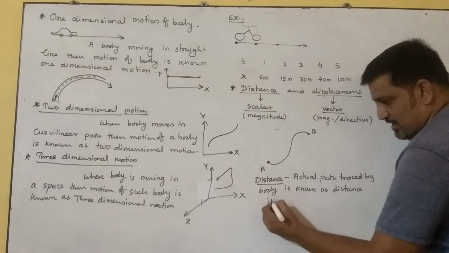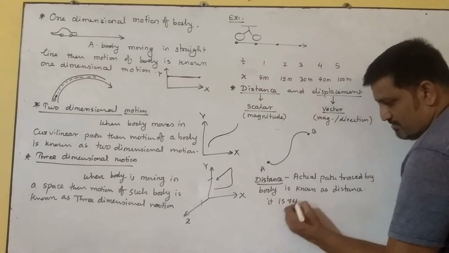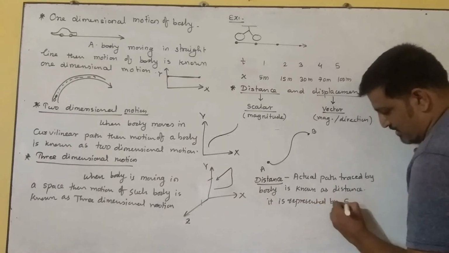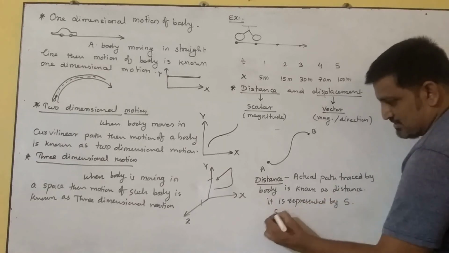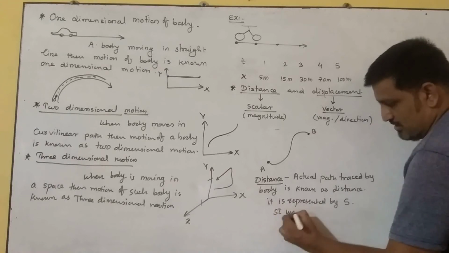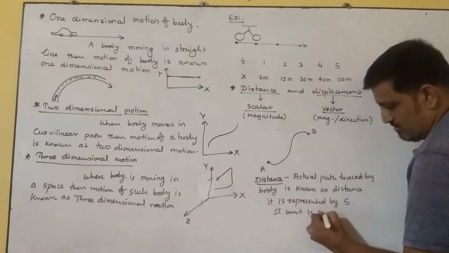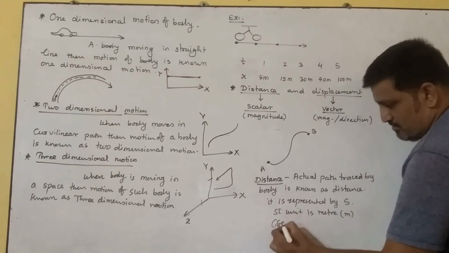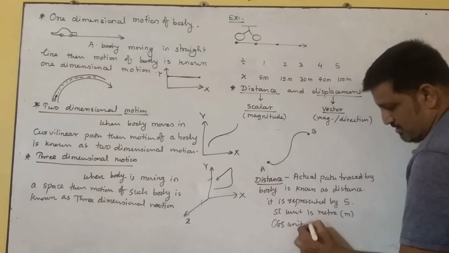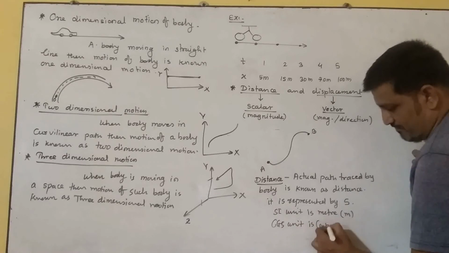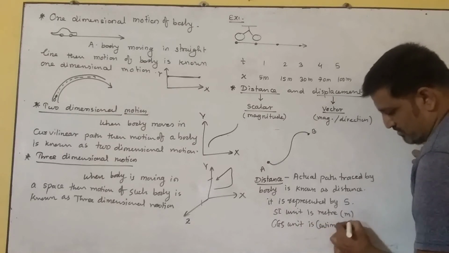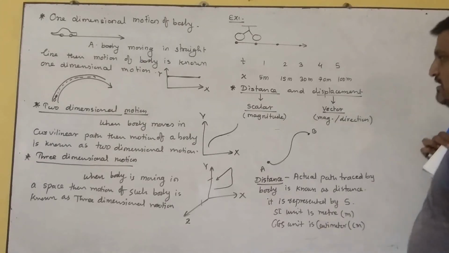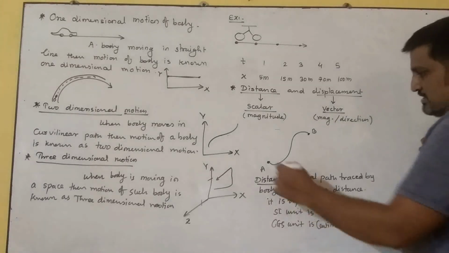It is represented by capital S. Its SI unit is meter. The CGS unit is centimeter, right? So this you keep in mind related to distance. Now this is the actual path.